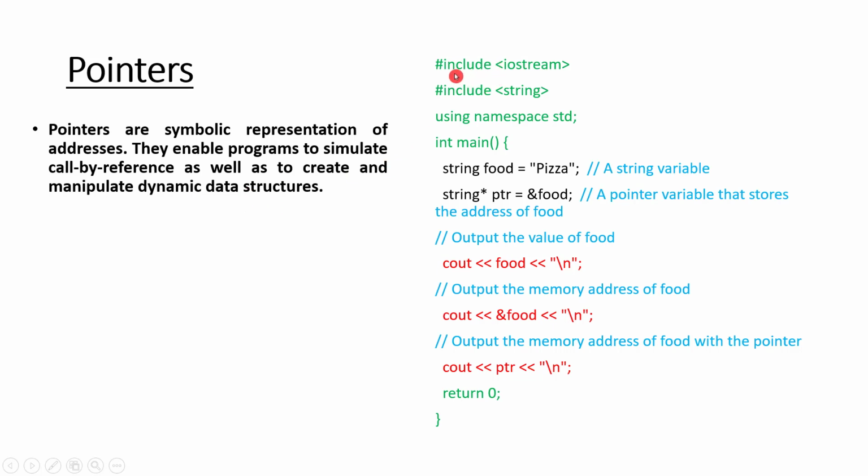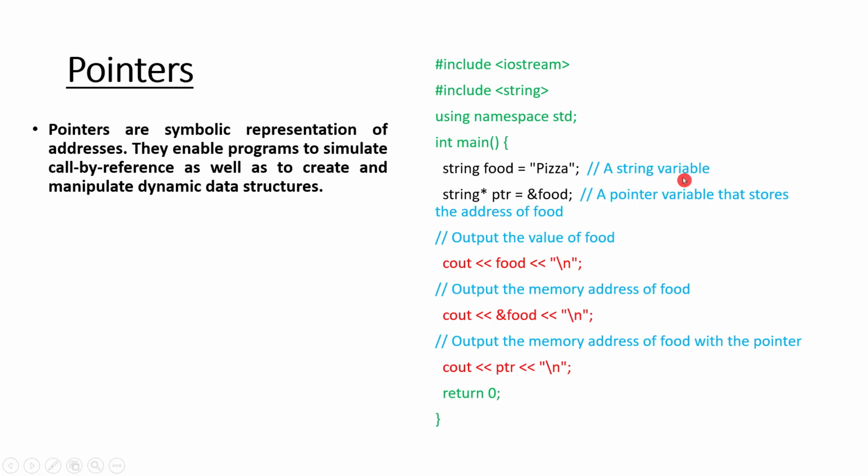So if you see the program, #include <iostream>, #include <string>. So we are defining the header files as iostream because we may use some strings in the program. Then using namespace std; with a semicolon, int main program. Here string, we are using the data type string, named food equal to pizza. So we are defining a string.